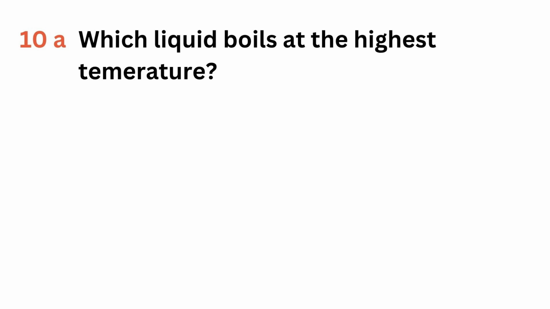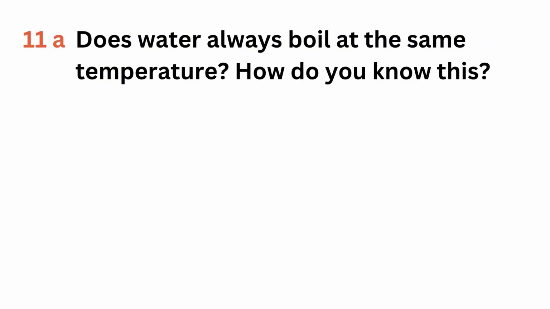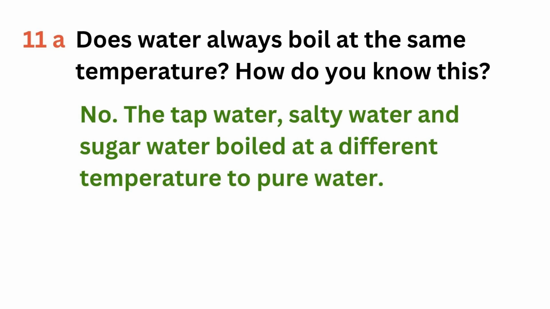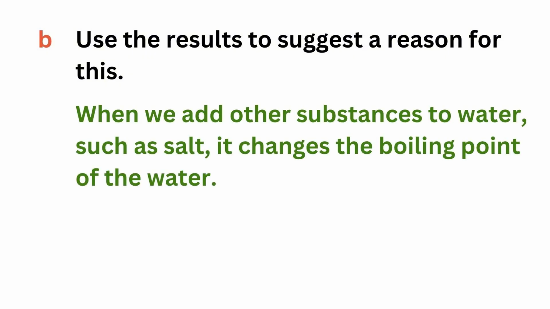Question 10a. Which liquid boils at the highest temperature? Milk. Question B. At what temperature does pure water boil? 100 degrees Celsius. Question 11a. Does water always boil at the same temperature? How do you know this? No, the tap water, salty water, and sugar water boil at a different temperature to pure water. B. Use the results to suggest a reason for this. When we add other substances to water, such as salt, it changes the boiling point of the water.